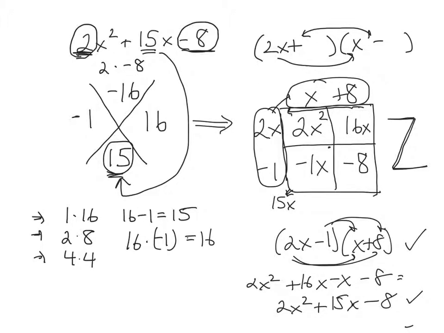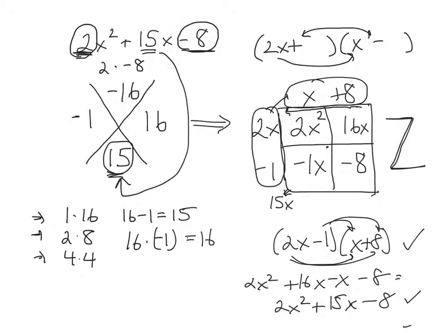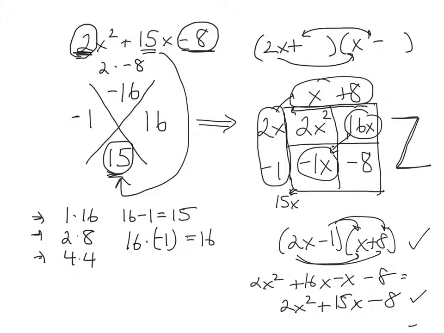Two things to note. First of all, it doesn't matter whether you put the 16x here or here. It doesn't matter which one goes where, as long as it adds up to 15x. You could have put the negative 1x in the box where the 16x is, and then put the 16x into the box where the negative 1x is right now. The other thing is I noticed that as I did this, I said 16 times negative 1 is negative 16, and I forgot to put my negative there. So I just want to catch that now. Hope this helps.